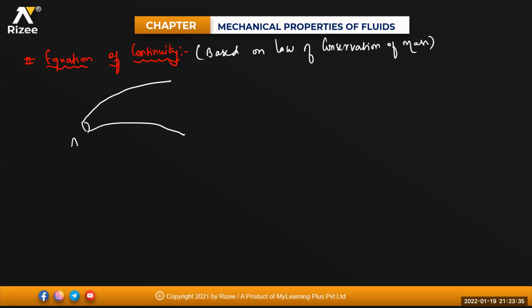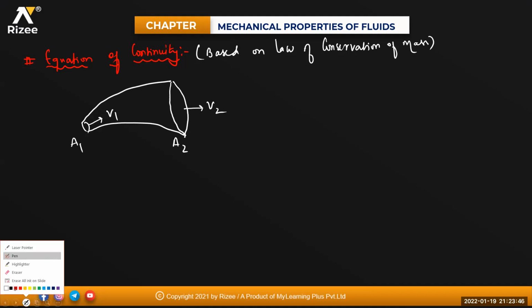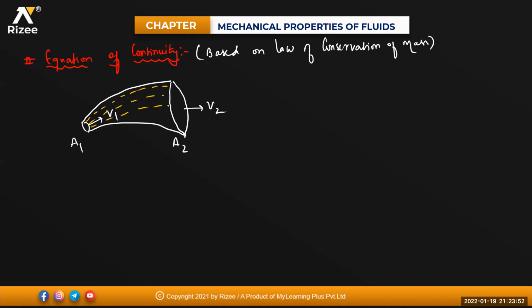So this is your area of cross section A1, and here the area of cross section is A2. And here the velocity of liquid is V1, and here the velocity of liquid is V2. Now if a certain amount of liquid is entering this pipe, the same will be the outgoing liquid. So incoming liquid will be equal to outgoing liquid, isn't it? Like say if 1 liter of liquid is entering at A1, the same 1 liter of liquid will be going out at A2. So there is no change in mass.